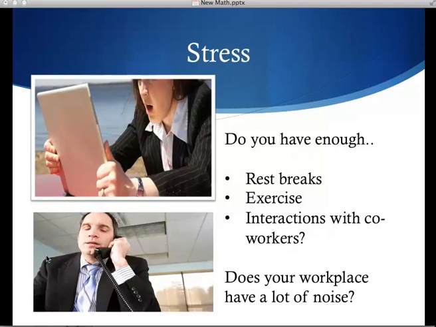One of the factors at work that ergonomics deals with is stress. At work, do you have enough rest breaks? Do you exercise after work or school? Do you interact with coworkers? Or does your workplace have a lot of noise?